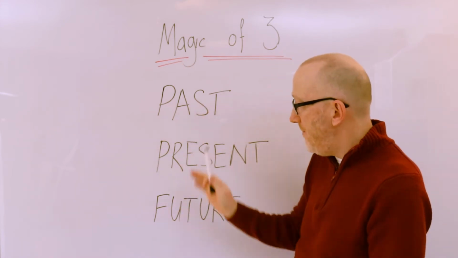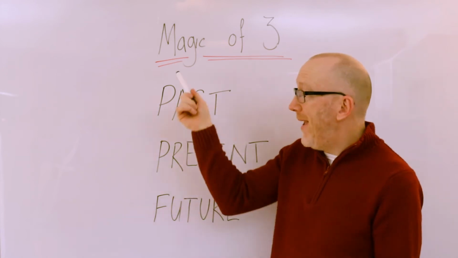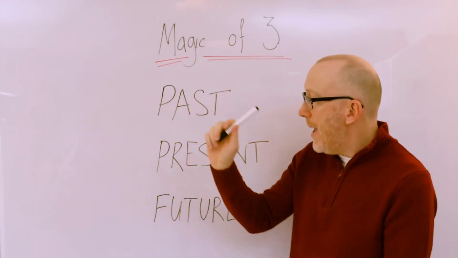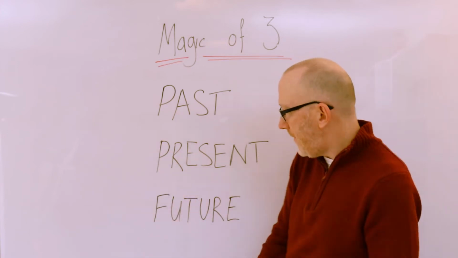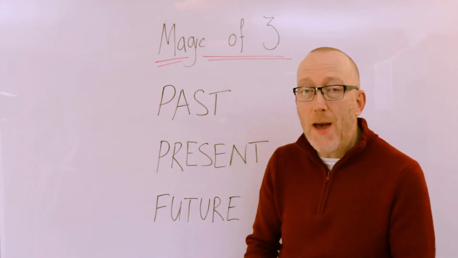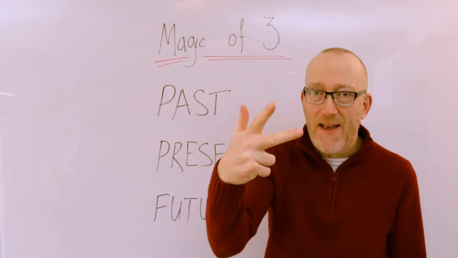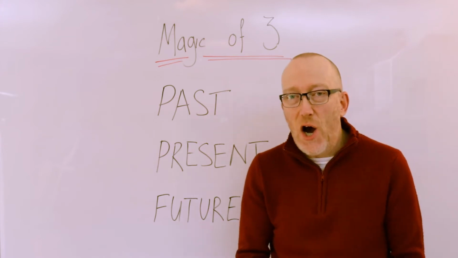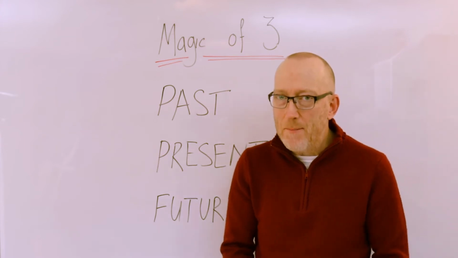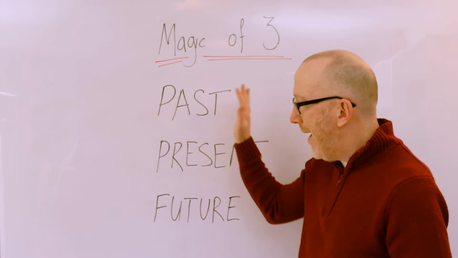But this idea is based on using the magic of three to talk in the past, the present and the future. So we're using the magic of three, but we're using the magic of three different tenses. Yeah? So let's dive straight in and let me give you an example of how to use this.